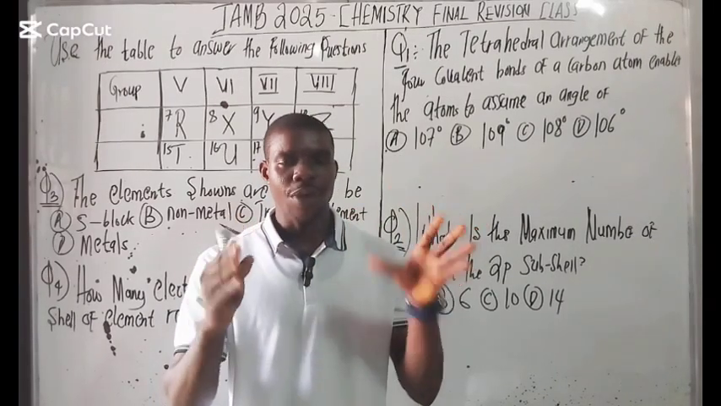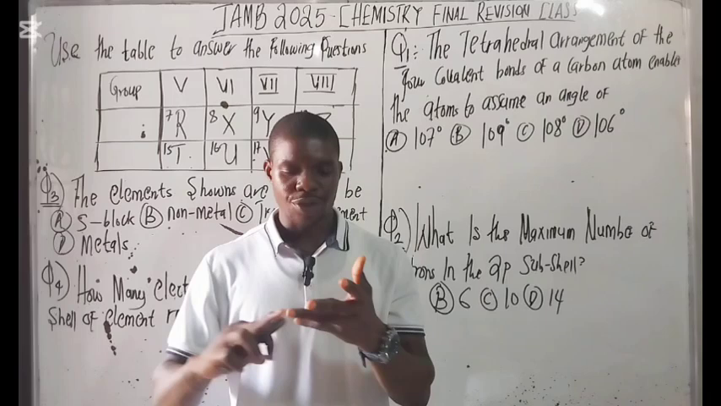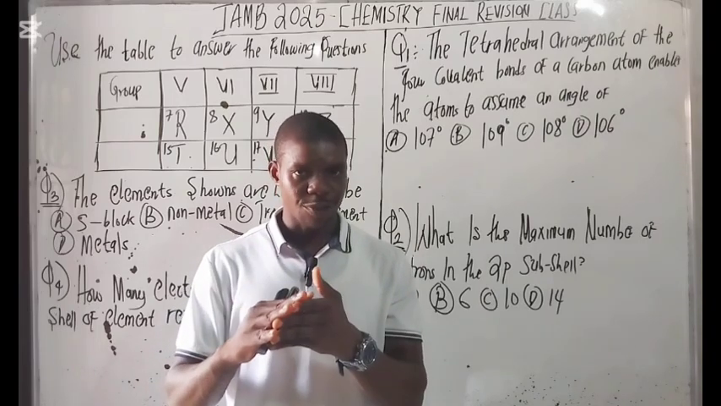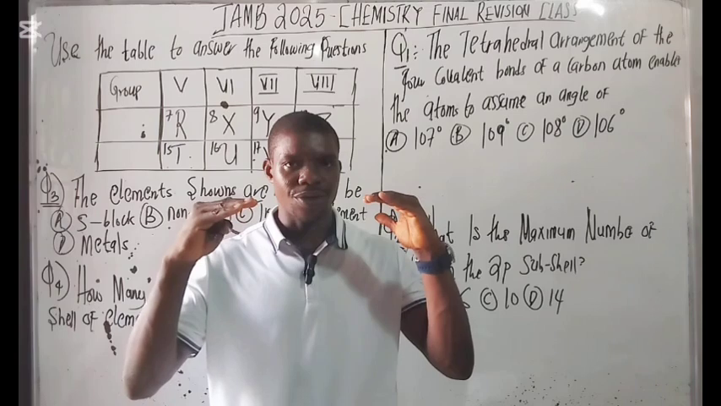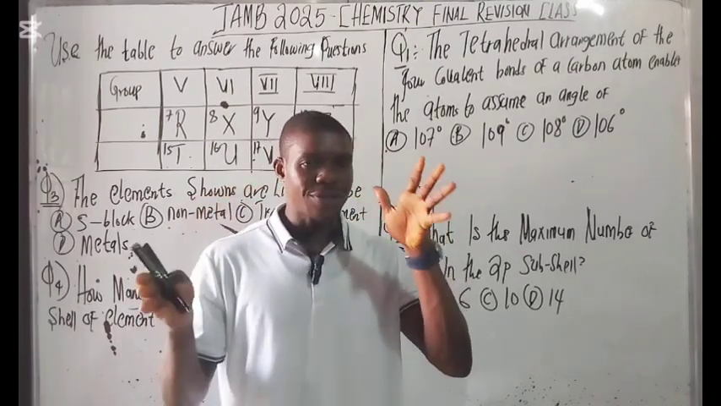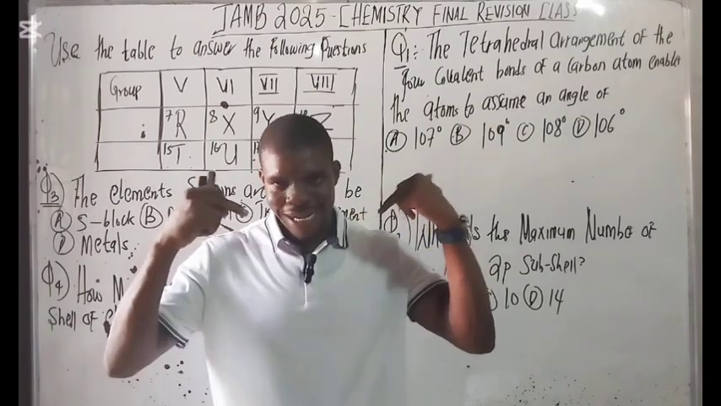Our first set of questions we're going to solve will be under chemical bonding, electronic configuration, quantum number, isotopy, and the periodic table. These are the first set of questions we are going to look at. There will be 10 to 15 questions under this one.